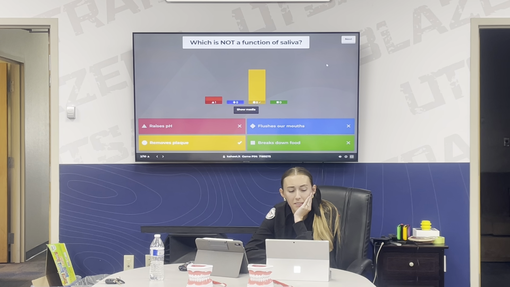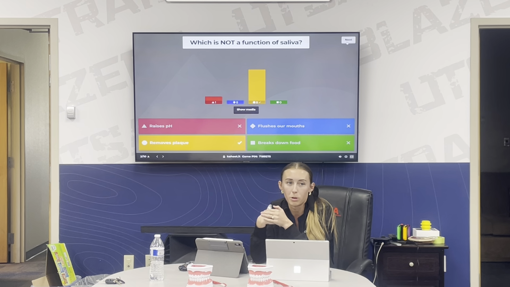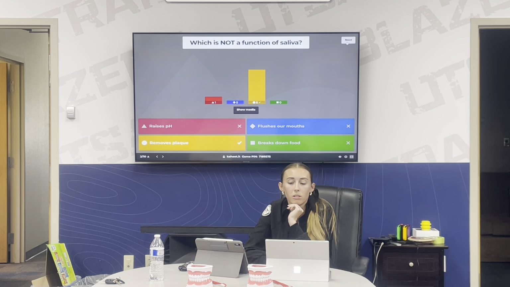Nice. So saliva does raise our pH and it flushes out our mouths as well as breaks down food. Removing plaque has to be done with toothbrushing and flossing, which we'll talk about later.